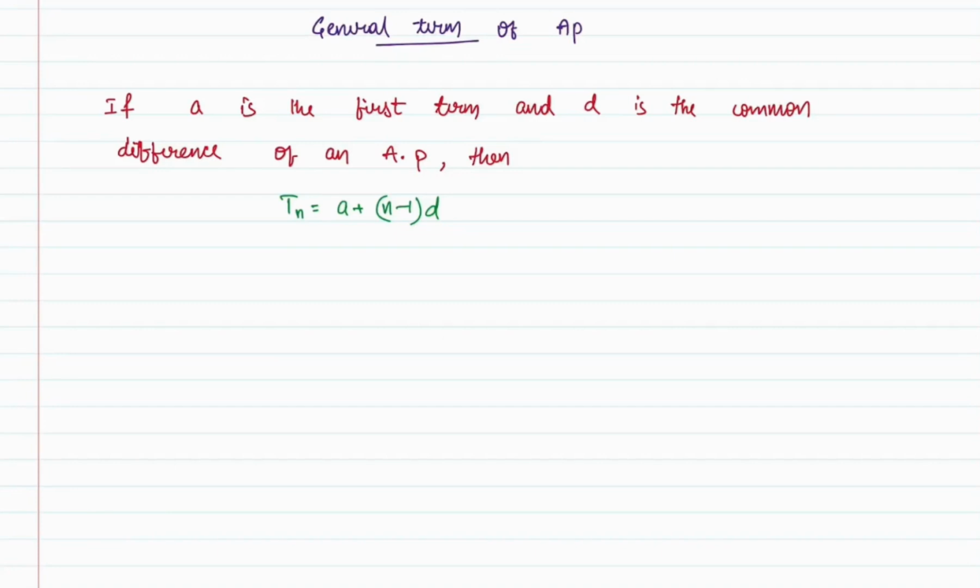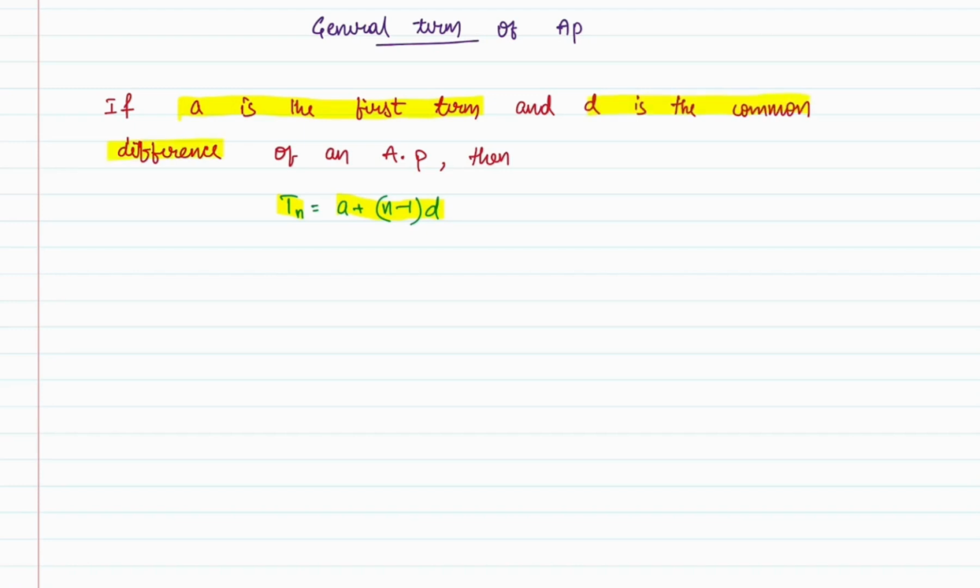Hello students, in the previous video we discussed arithmetic progression, and in this video we are going to see what the general term of an arithmetic progression is. The general term of an arithmetic progression is represented by T of n, and it is given by a plus n minus 1 into d, where a is the first term and d is the common difference.